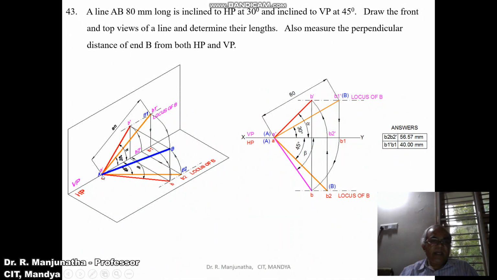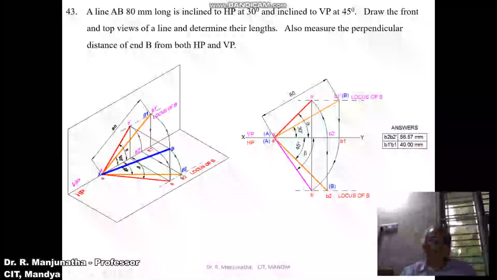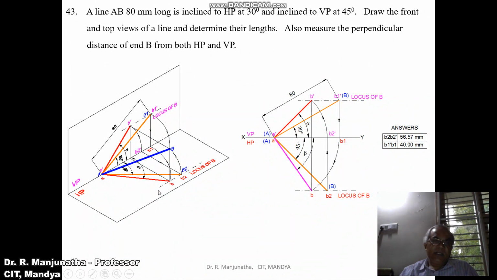Similarly, with A as center, taking the angle of 45 degrees, draw a line inclined at 45 degrees with a length of 80 mm, and then draw the locus of B in the top view and mention B2, which is the locus of B, and here B1 dash is the locus of B. Since it is the true length AB, you mark this as AB1 and AB2.